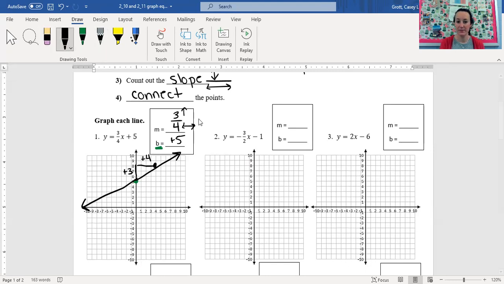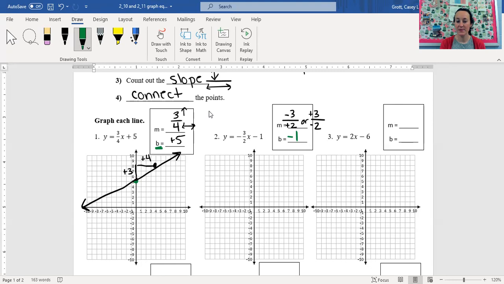Let's try another one. So slope is going to be our fraction. You get to decide if the negative goes with the 3 or with the 2. It is your choice. So my slope can be -3 over positive 2, or I can have a positive 3 over -2. My b is going to be -1. It doesn't have the x with it.